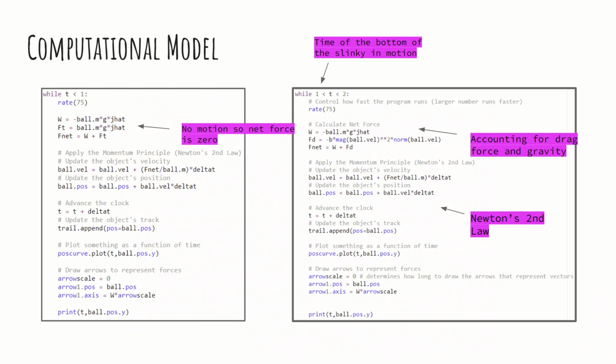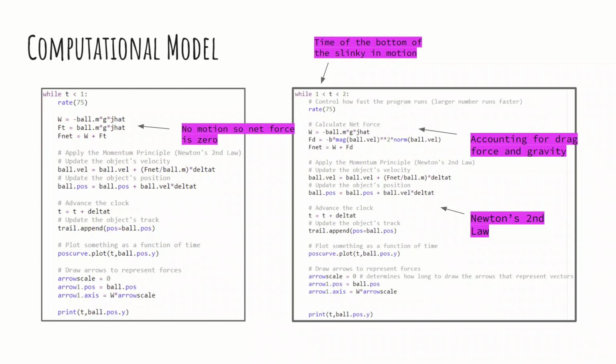So in the computational model, there are a couple key things. The first part is when time is less than 1 second, which is when the slinky has been dropped but the bottom of the slinky has not moved. There are position and velocity update formulas, but the position should not change over this time interval, and this is modeled with the net force being equal to 0 in this portion.